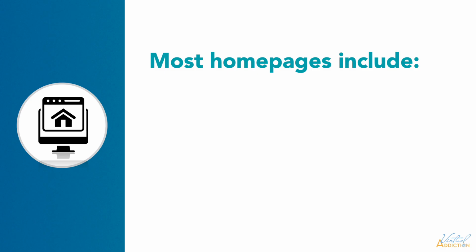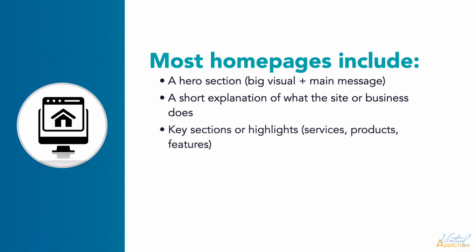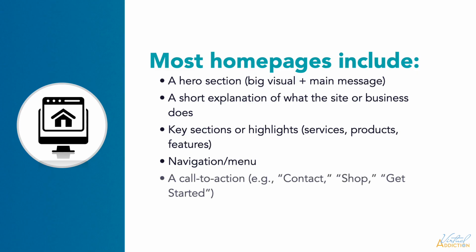Most homepages share a few key elements. They often start with a hero section, a large visual and a main message that immediately tells visitors what the site is about. And then there's usually a short explanation of the business or purpose of the site. You'll also see key sections or highlights like services, products, or features, along with a navigation menu to help users move around the site. And finally, there's often a call to action, something like contact, shop, or get started. This tells visitors what to do next.